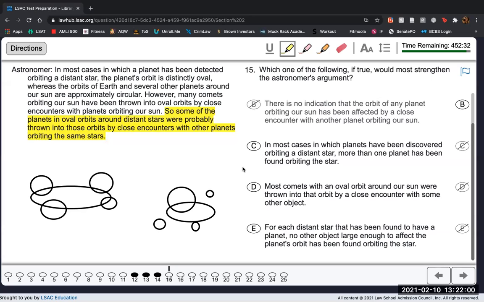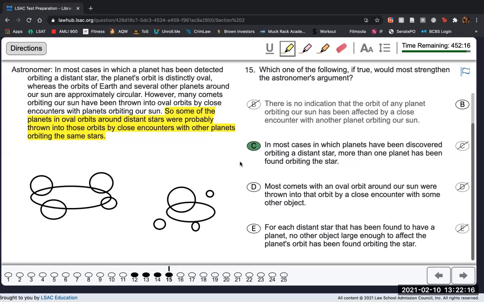But let's think about it. What if this was not true? If it's not true, then it should weaken the argument. So if in most cases there's only one planet, that means the astronomer's hypothesis or theory is completely wrong. So this is looking like a really nice answer choice.